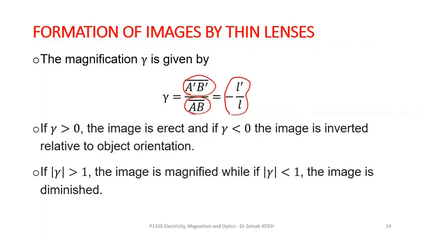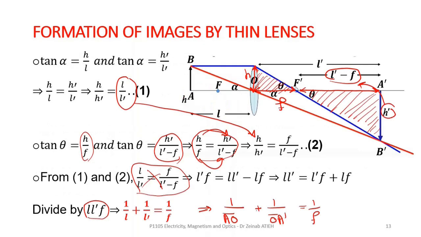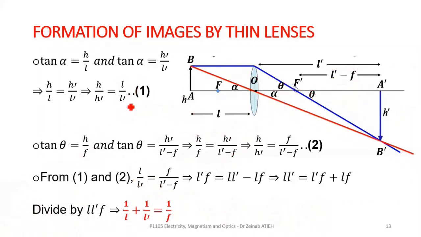So again, let me go back. You can see from equation 1, let me erase all here, from equation 1 I had H prime over H equals L prime over L. The H prime is the size of A prime B prime, while H is the size of AB. It equals L prime over L. Okay, so this is a derivation without signs.